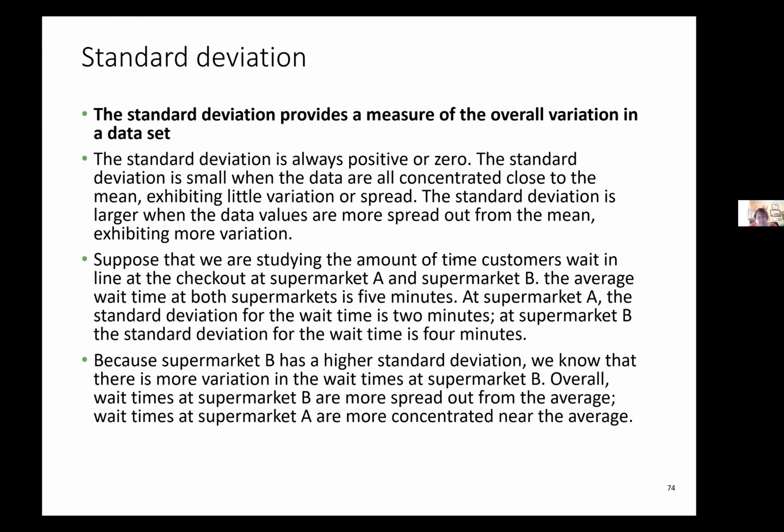The average is the same. But in supermarket B, you may be waiting anywhere from no minutes, immediately walking up to a cashier and getting checked out, to, who knows, 10, 15 minutes. So there's much larger variation in the wait times at the second supermarket. I don't know without seeing the actual data values what those are, but I do know that chances are in supermarket B, you're going to have a much larger variation in your wait time. That's what the standard deviation tells me.